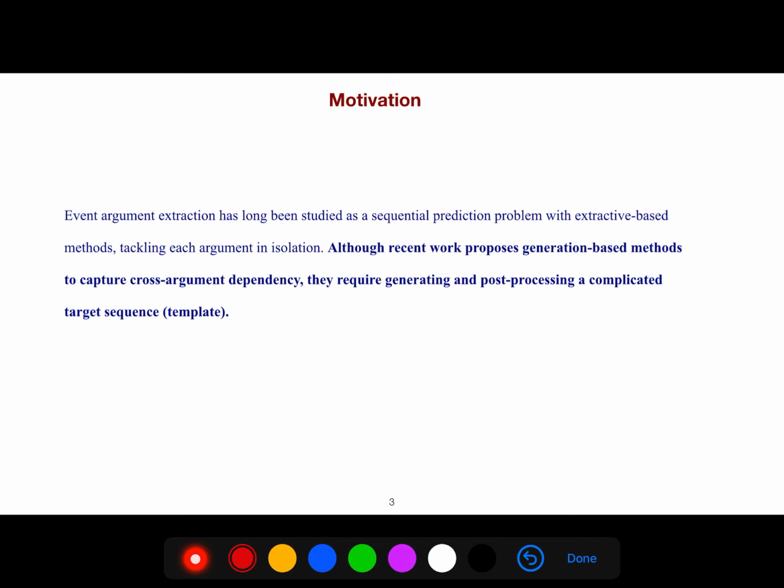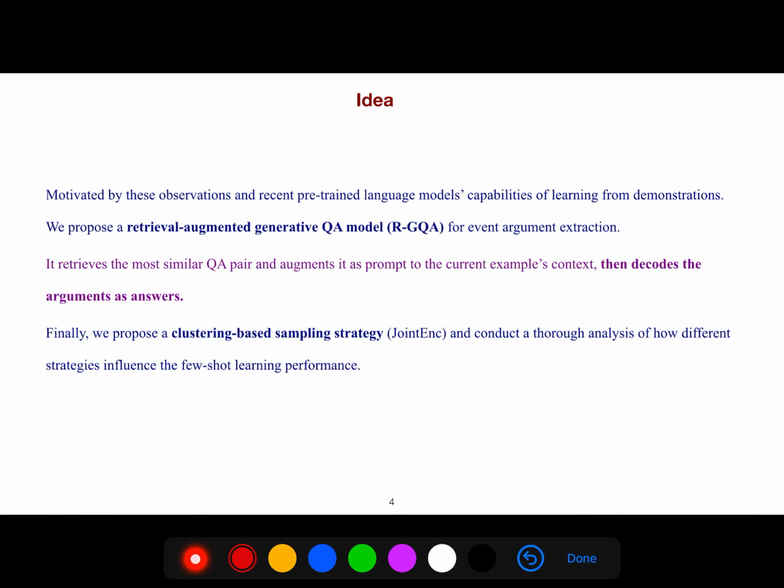Event argument extraction has long been studied as a sequential prediction problem with extractive-based methods tackling each argument in isolation. Although recent work proposes generation-based methods to capture cross-argument dependency, they require generating and post-processing a complicated target sequence. So they post-process and generate a very complex template that we use in generative models.